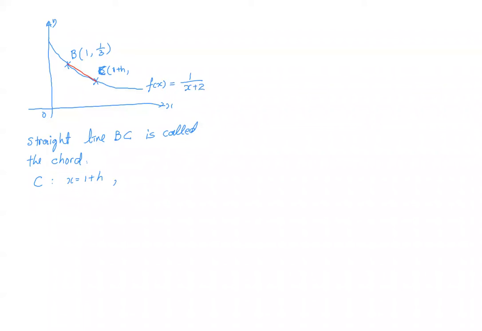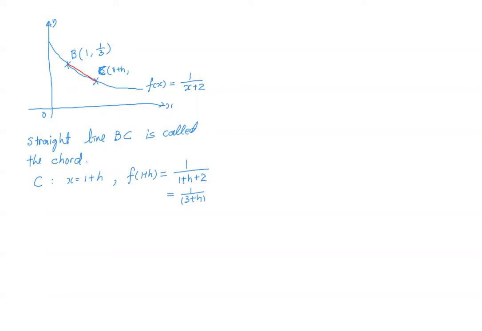May I know what is the y coordinate for point C? Or we call it f1 x1 plus h. Christopher, please. Is it fx? Okay, so now tell me what to write and how to write. Is it 1 plus 1 over x plus 2? Yeah, 1 plus h plus 2. Am I right? Yep. So this is equal to 1 over 3 plus h.